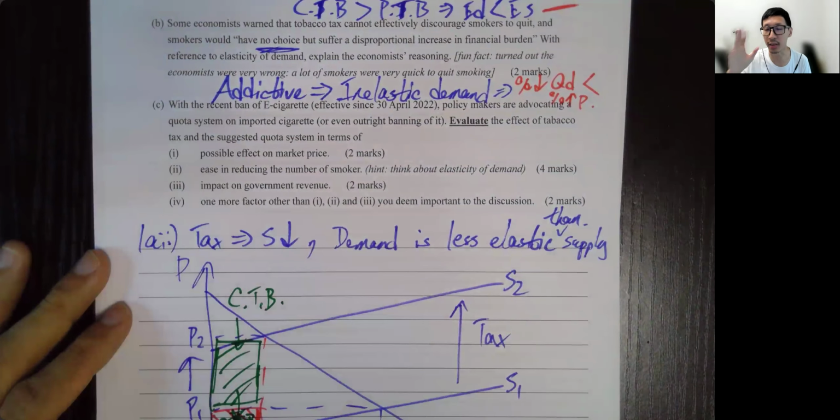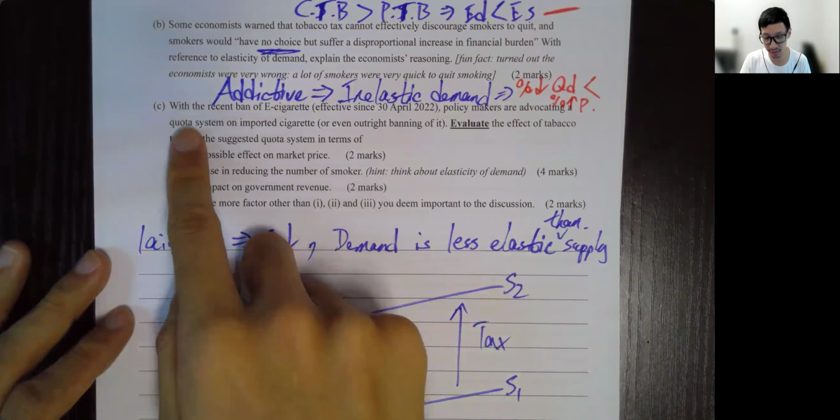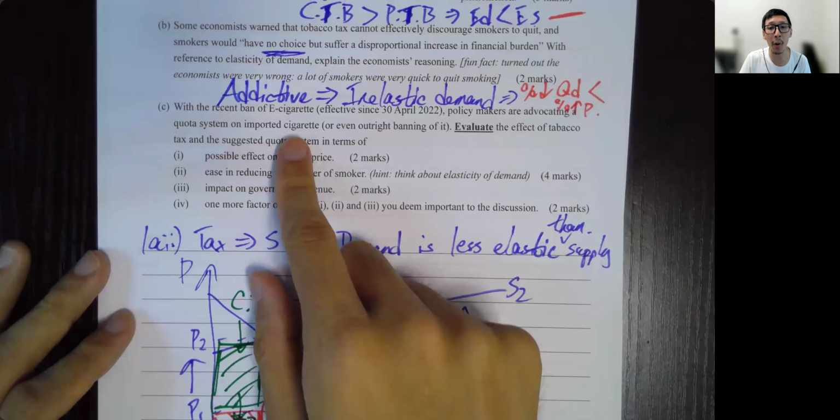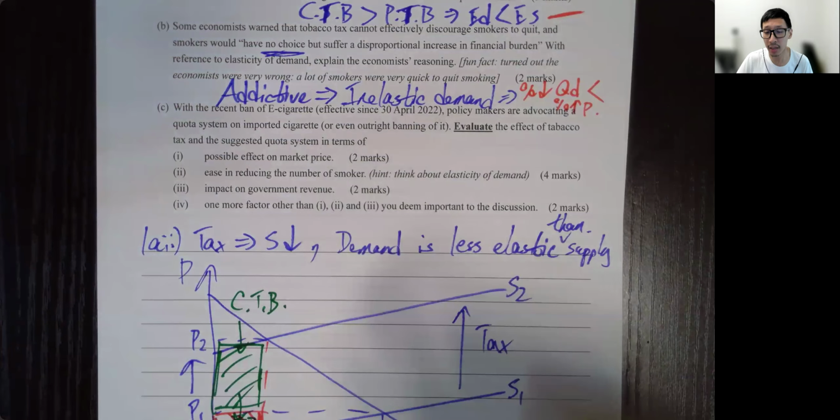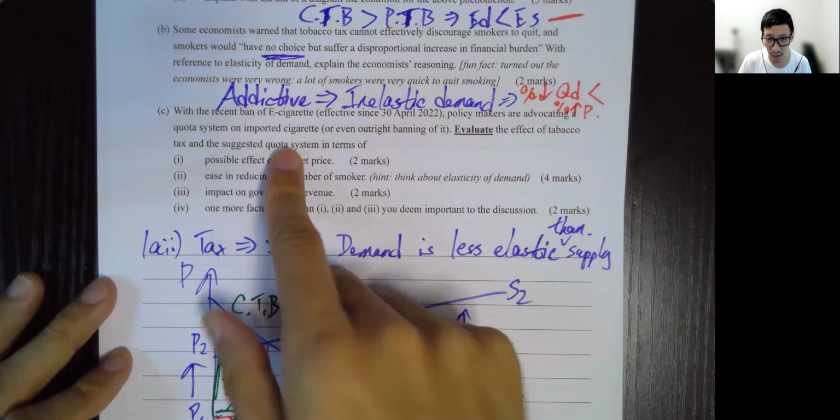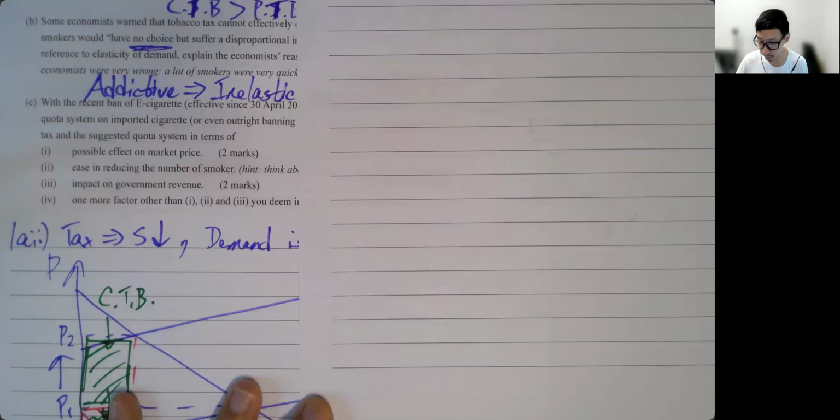But here, for simplicity's sake, let's not call it zero quota. Okay, instead, let's call it like 100. Okay, quota. Okay, on imported cigarettes. You are not allowed to import more than that. Now, we need to evaluate the effect of a tobacco tax versus a quota system in terms of several things. Okay, let me prepare two pieces of paper first. Here, let's try. Okay, now the first one we need to evaluate will be the price.